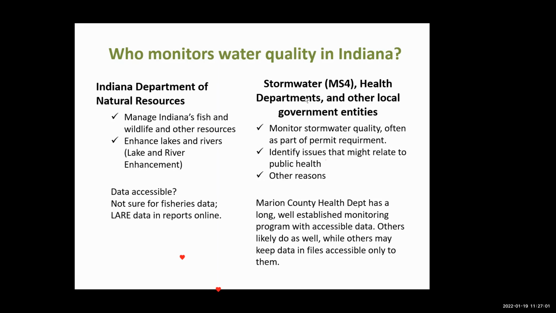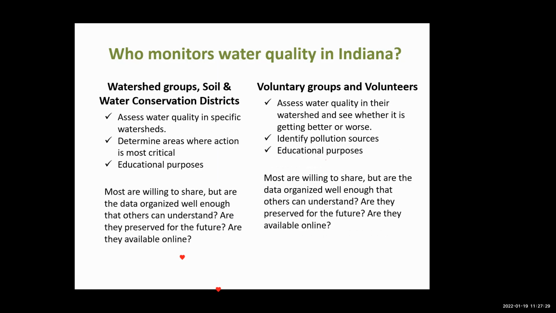All right, so then we've got local stormwater. I talked about that earlier. Most towns, all towns, and even some rural areas have a stormwater authority or health department, and they may be collecting data. Here, each one is different, so we can't say anything common about all of them. For example, Marion County Health Department has a huge data set, and they do make it available on the web, and others do as well, but I don't necessarily have that information.